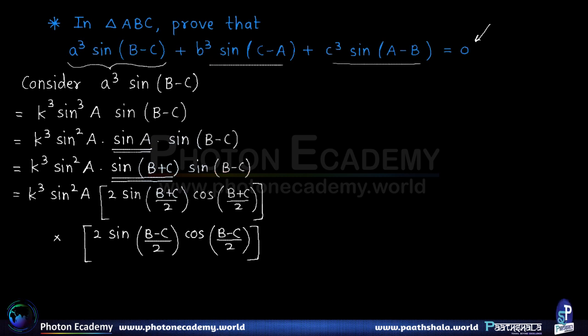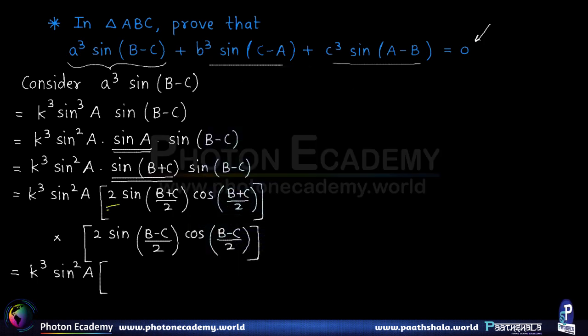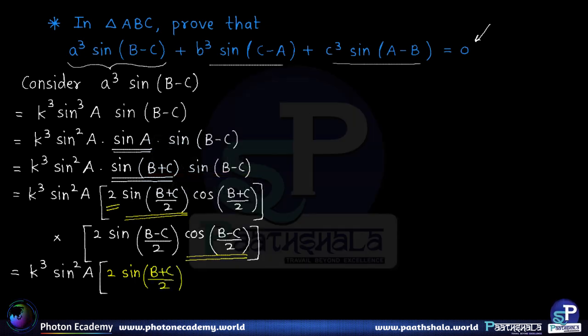Right. Now what we are going to do is club different terms. Let us first write the first term as it is, that is k cube sine square A. But the next brackets we are going to club in a specific manner, that is, let us take 2 sine of B plus C by 2 and cos of B minus C by 2, right? So let us club these two terms, that is 2 sine B plus C by 2 into cos of B minus C by 2 in the first bracket.